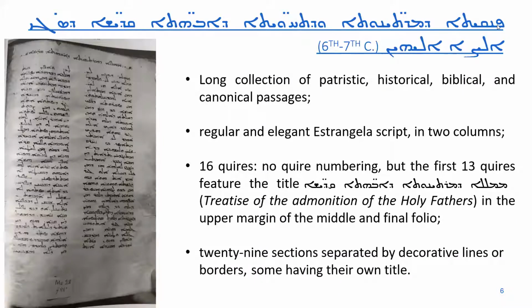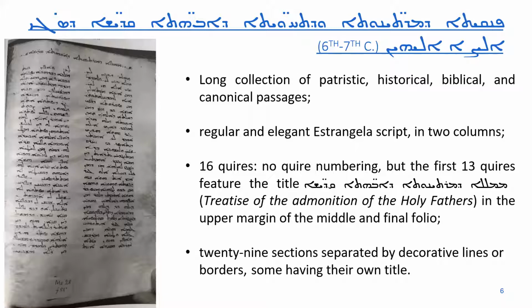You can find the Syriac title here. It's a manuscript dating to the 6th or 7th century. You can find a picture that is taken, of course, from the catalog. It is a big collection of historical, biblical, and canonical passages. It's written, as you can see, in 2 columns in an elegant Estrangela, and it provides witnesses supporting Syriac Orthodox doctrines. The manuscript is composed of 16 quires. They are not numbered, not all of them, but at least the first 13 have a shorter version of the title.